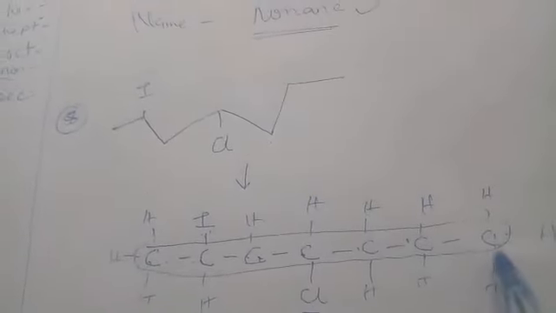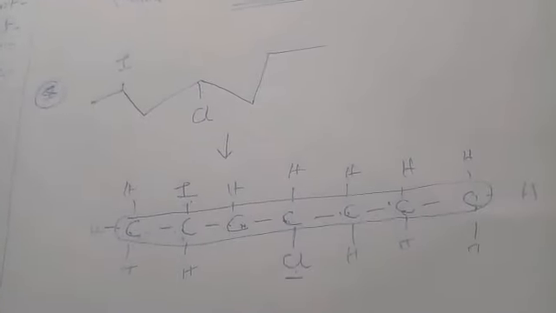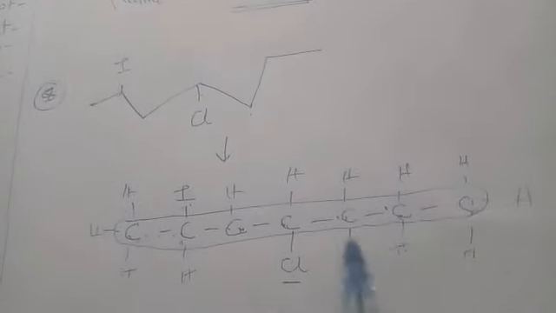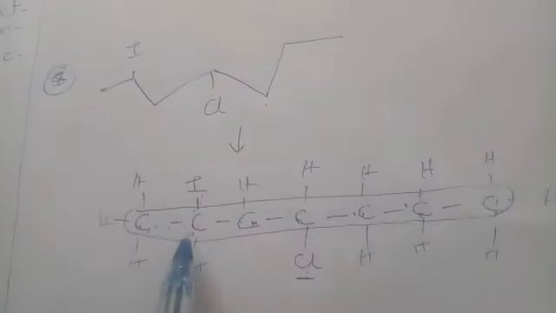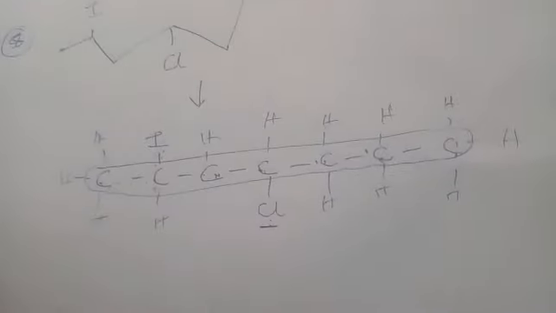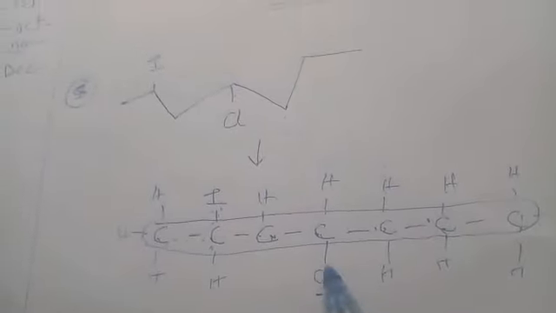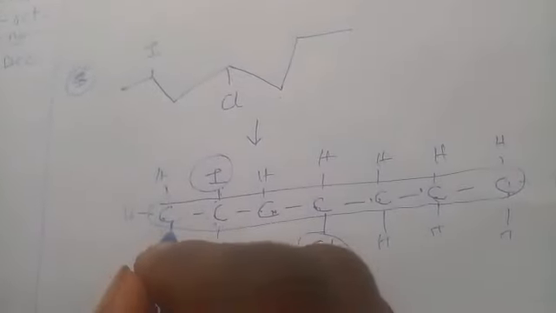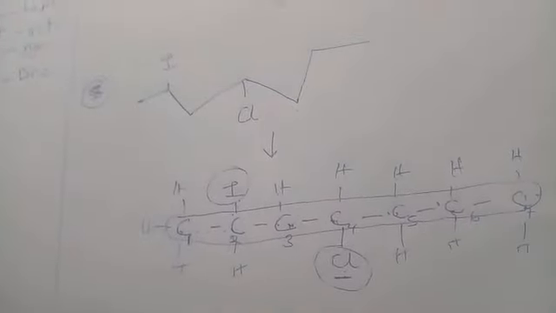Now you can label from here: 1, 2, 3, 4, 5, 6. But it's wrong. Don't try that, because if you count from here, the chlorine and iodine will be on carbons with a very high number, which is wrong. You should count from the direction that gives the substituents the lowest numbers possible. These are substituents, iodine and chlorine. So the best way to count is here like this: 2, 3, 4, 5, 6, 7.